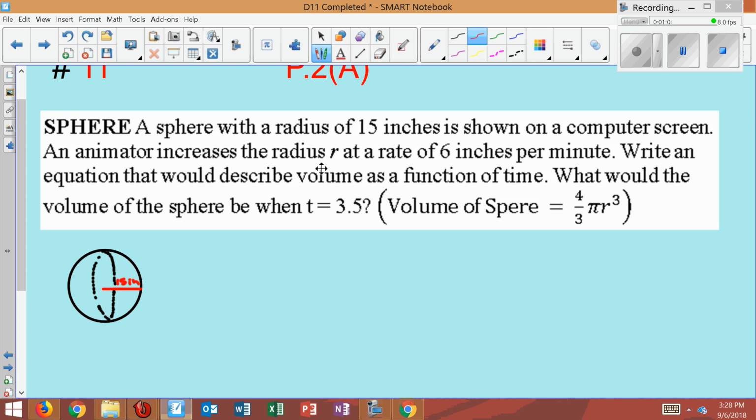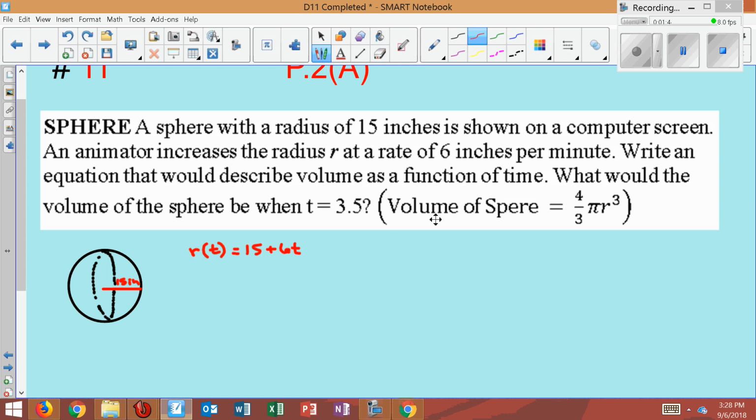Now the animator is increasing the radius at a rate of 6 inches per minute. So I'm going to say that minute is t. T is going to be minutes, that's what we're going to assume. This radius right now is 15, but the radius per time is going to change. So it starts at 15 inches, but every minute it adds 6 inches. So that'd be 6t. That's the radius.